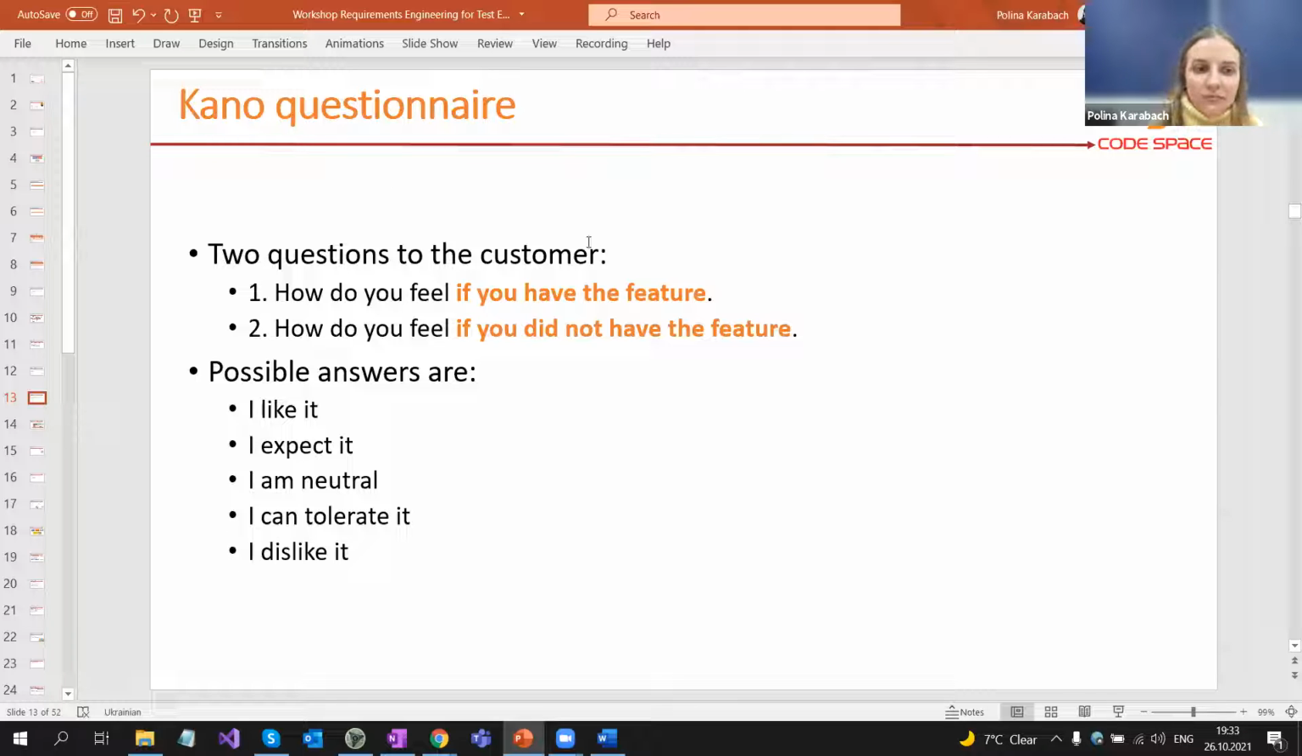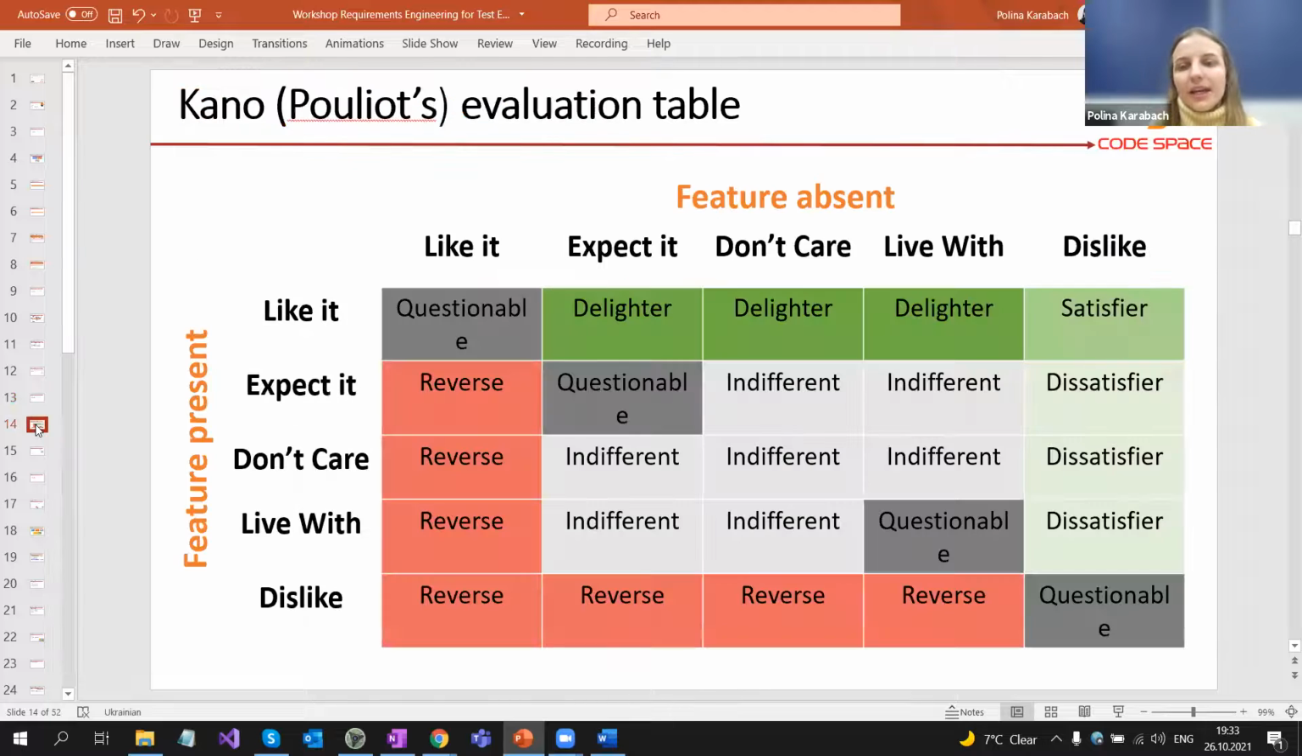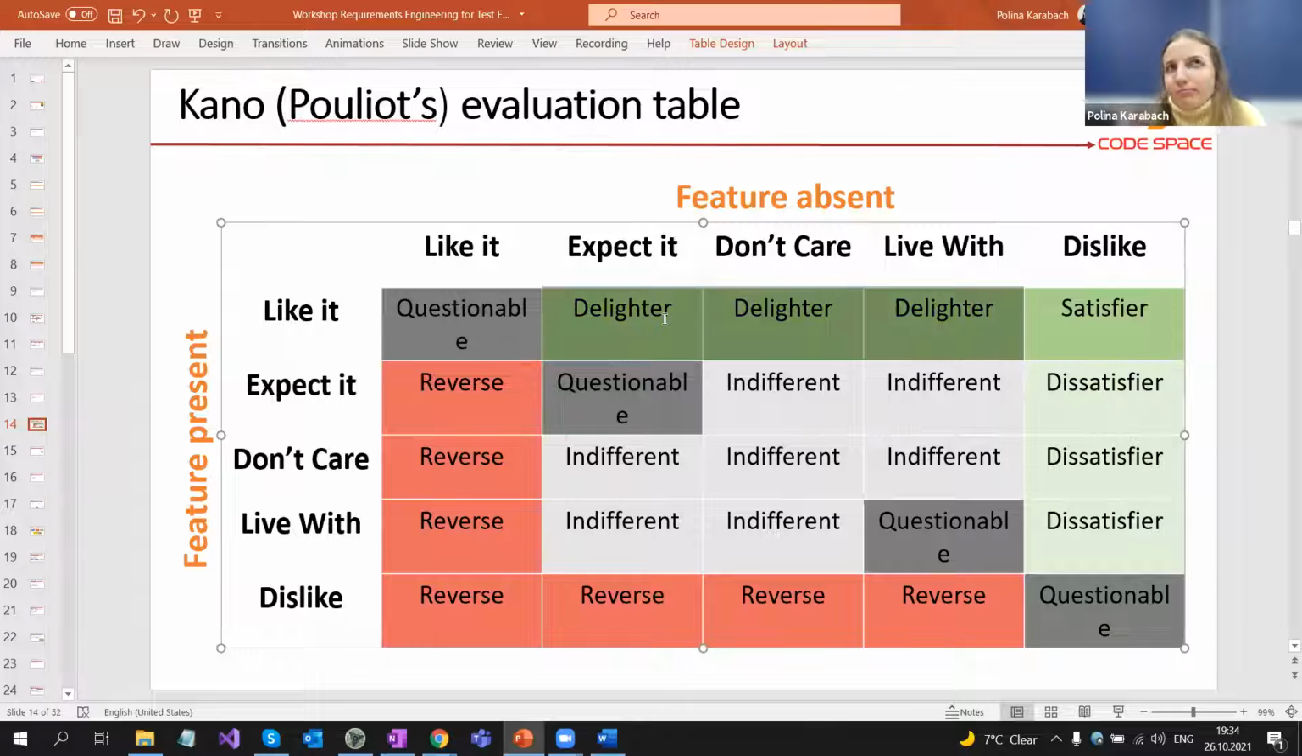And then after the answers are gathered, we create such a graph with these answers for both of the questions: feature absent, feature present. And then on the intersection, we have a definition of what feature it is. It's a delighter in case we have an intersection when the feature is absent, either expected, don't care, or live with. So the person doesn't expect it to be in the product, and definitely likes it when it is in.